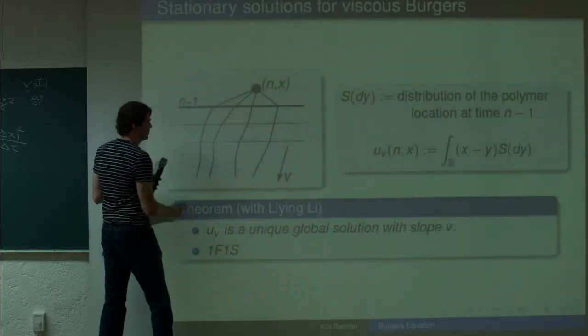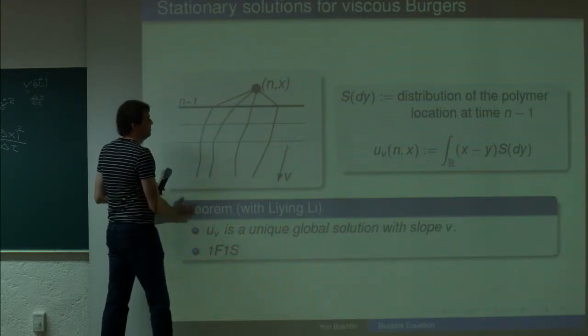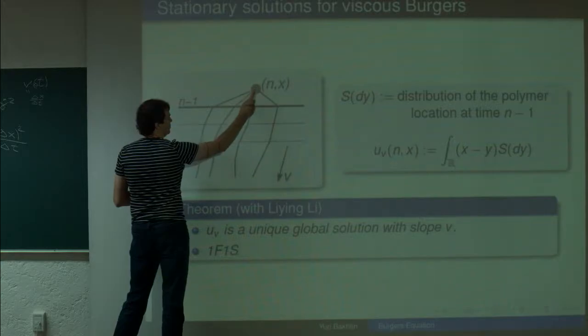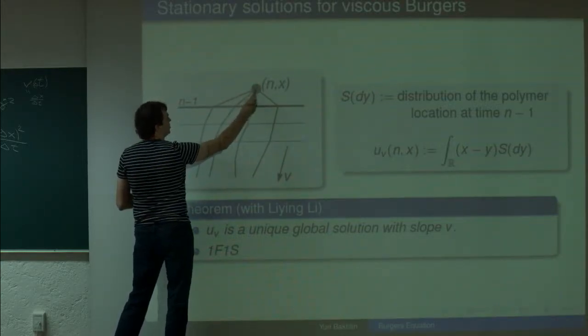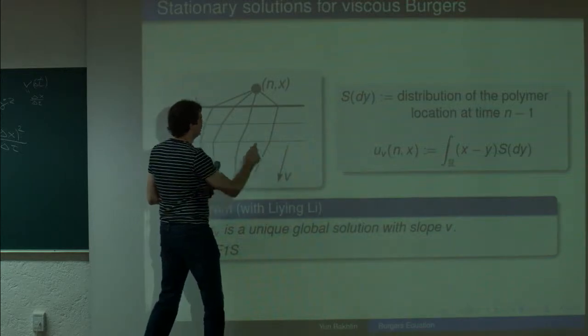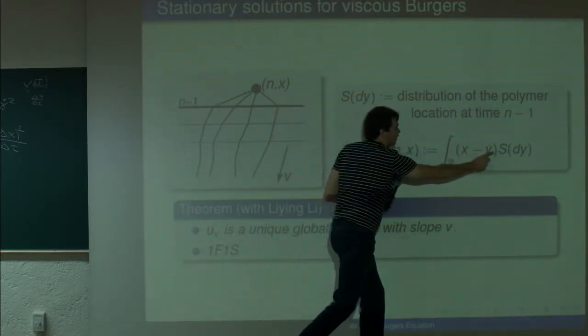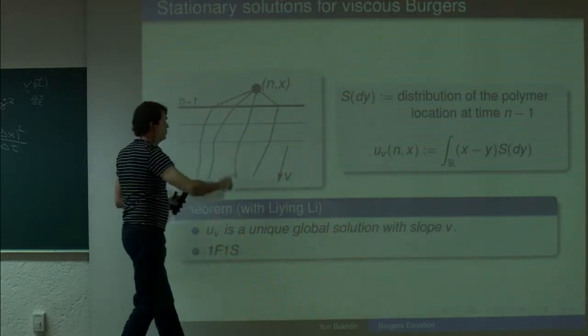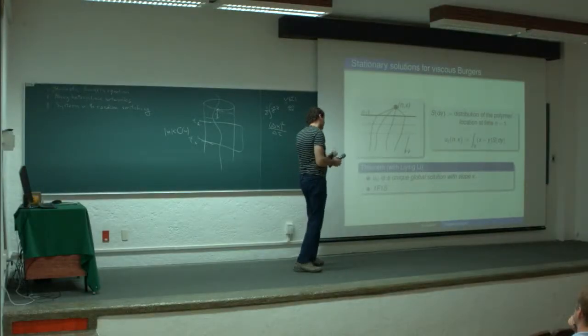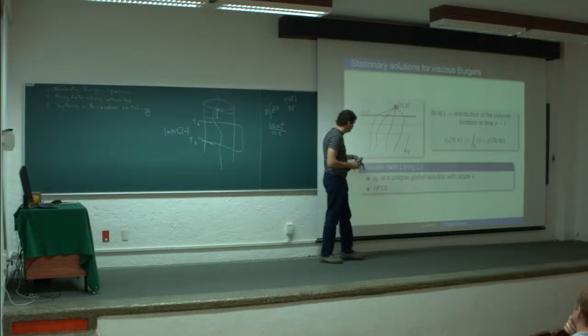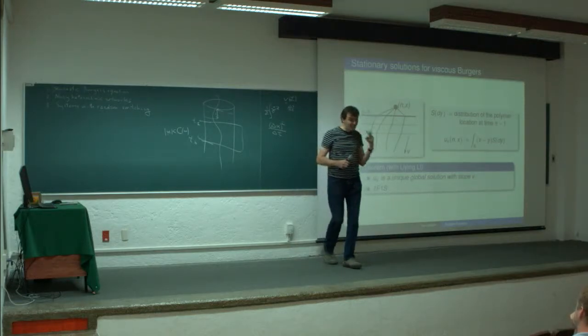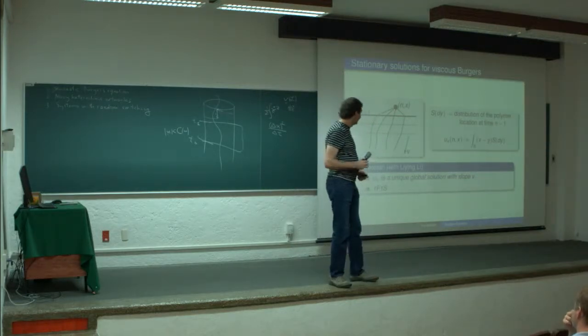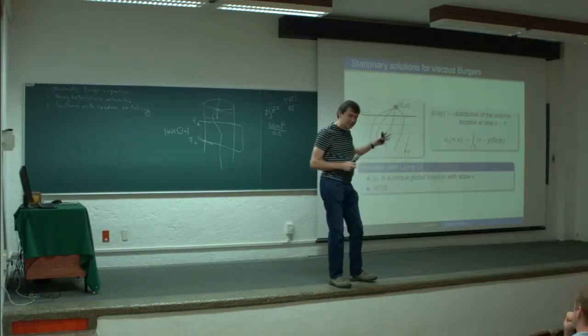Now you go backwards in time, construct this thermodynamic limit, and then it turns out that if you want the global solution of the Burgers equation, you just have to take this polymer measure and integrate x minus y with respect to the marginal distribution here. This is the theorem. It says that in fact these functions, obtained in such a way from polymer measures, are global solutions of the Burgers equation. That's the unique global solution with the specified slope v. You have one Busemann solution.